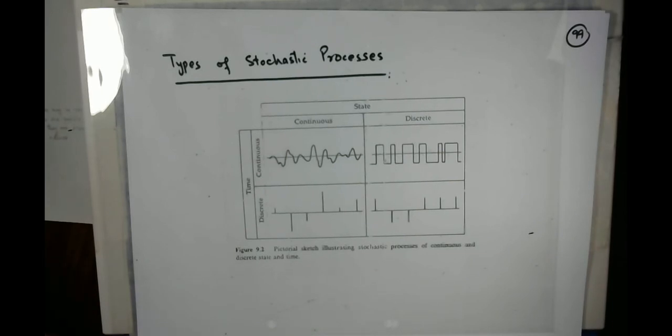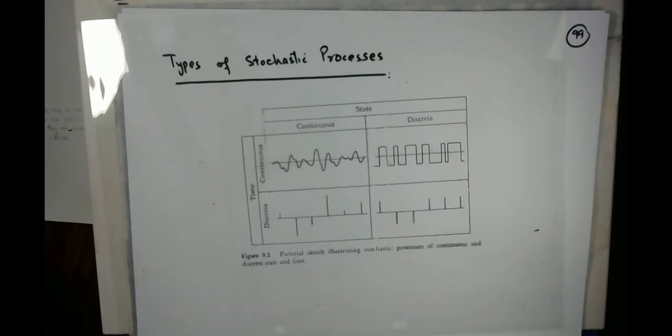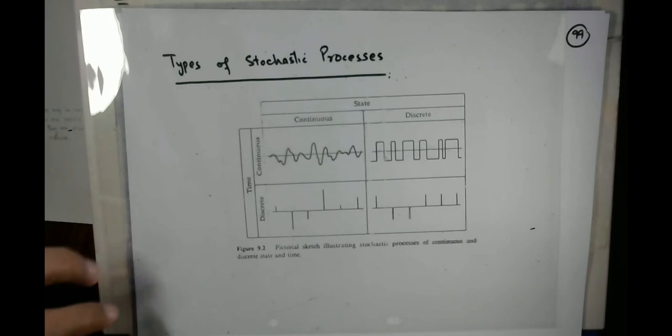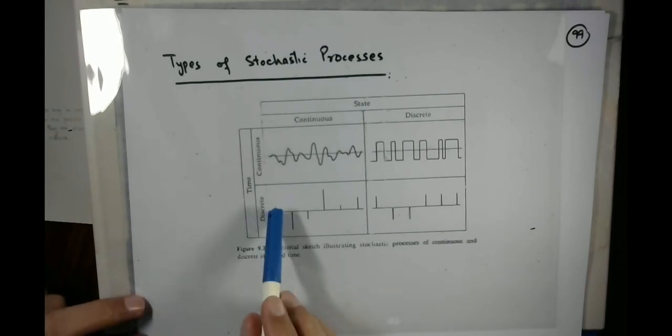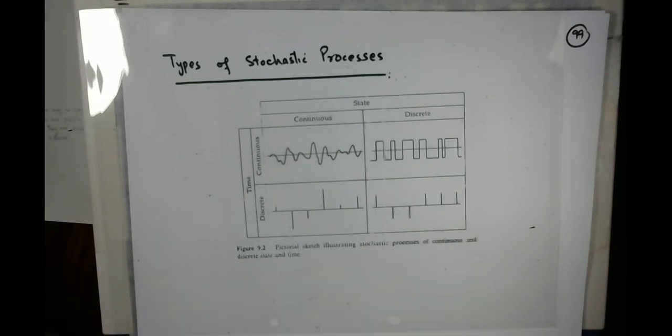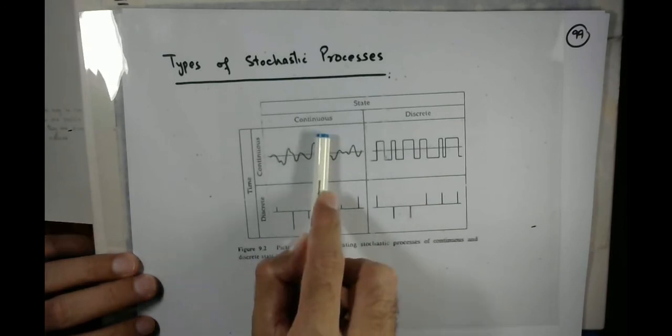So you see, you are measuring the temperature at, say, the end of every hour in a day. So your time is fixed: 12 o'clock, 1 o'clock, 2, 3, 4, 5 o'clock, and so on. So your time is discrete, but the temperature that you measure at that time instant may be different at any observation. And hence, this is an example of a discrete time but continuous state process.